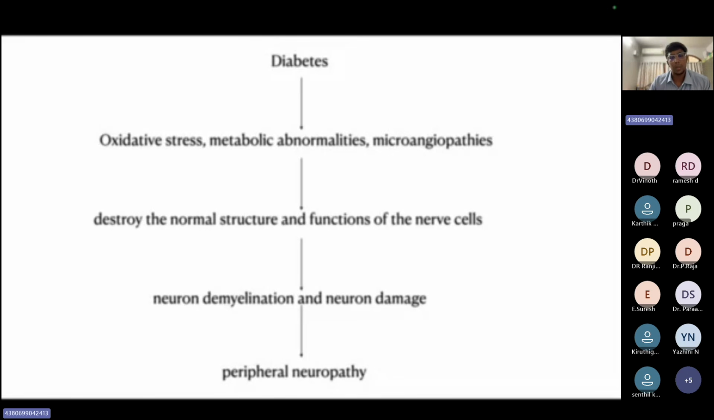So this is a small summary about the pathophysiology. A diabetic patient who is undergoing a series of oxidative stress and metabolic abnormalities with microangiopathies, there is a destruction of the normal structure and function of the nerve cells. This results in neuronal demyelination and neuronal damage, resulting in peripheral neuropathy.